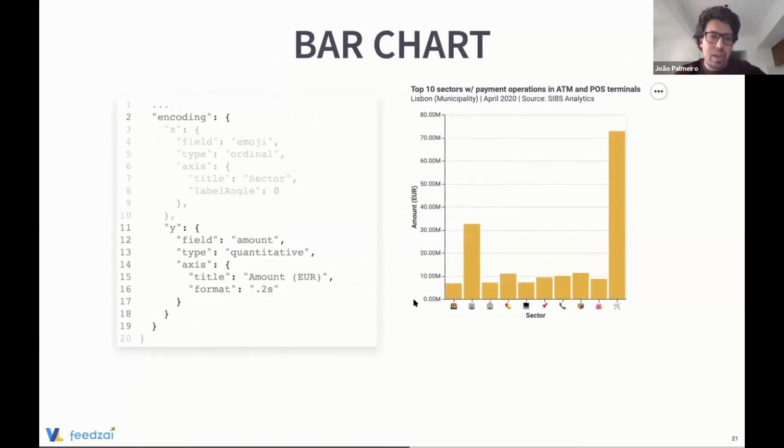Then we add a second encoding and things start to show up. Basically, okay, I already put in terms of position my bars for each one of my categories, like here, and then I'm saying, okay, so for the y-axis, basically the length of the bars, look at the amount of euros that were spent in Lisbon.